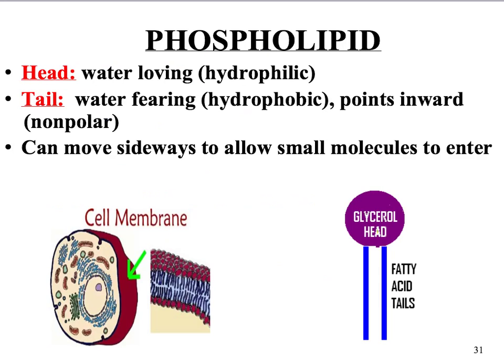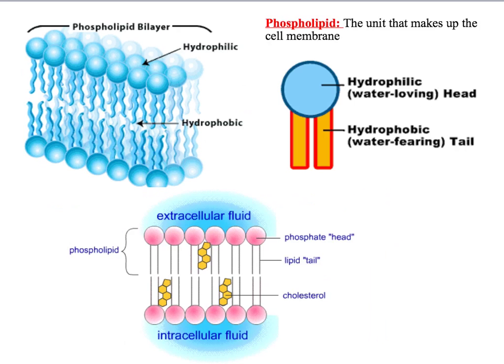The phospholipid is divided into two parts: the head, which is water-loving, and the tail, which is water-fearing. You will always find the tail part of it tucked inside the cell membrane. Remember, the phospholipid can move sideways to allow small molecules to enter, such as oxygen and carbon dioxide. Now, these are just a few other diagrams that will help you understand the structure of a phospholipid.